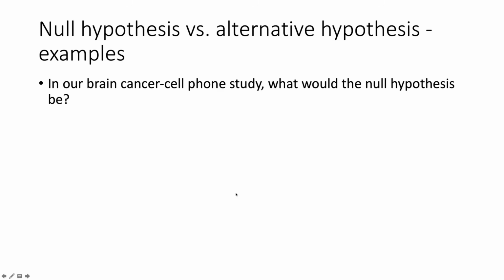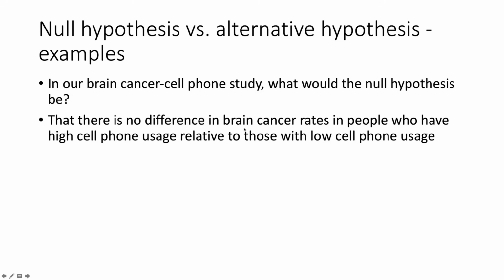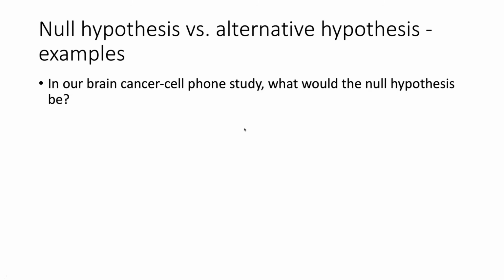So in our brain cancer cell phone study, what would the null hypothesis be, Marlene? It would be there is no difference between the patients that have brain cancer and the patients that. Well, let's think about this in terms of a cohort study. For a cohort study, I should have specified this. In a cohort study for our brain cancer cell phone example, what would the null hypothesis be?